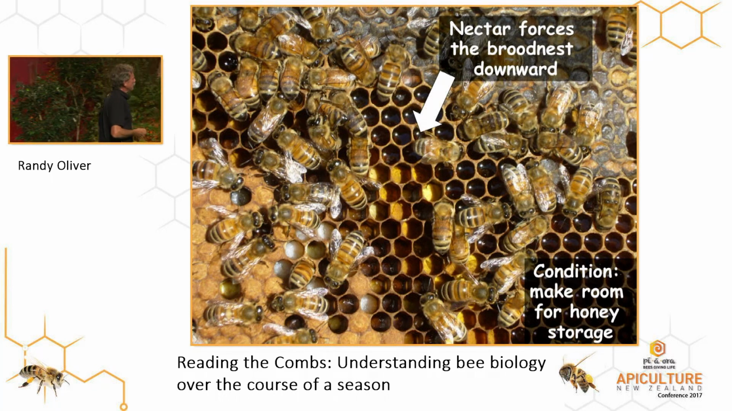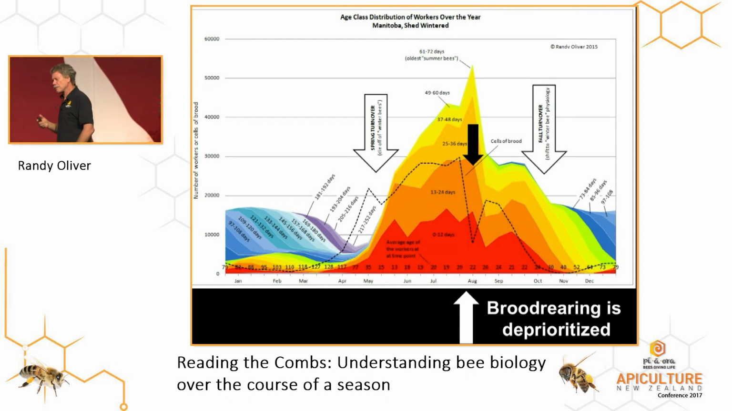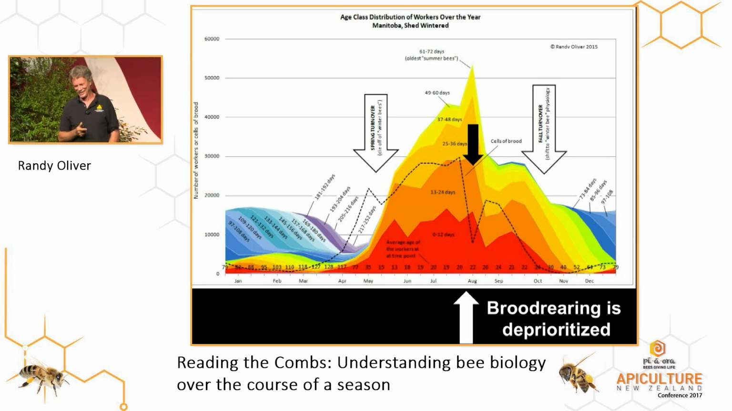So the main flow starts coming in. They start backfilling nectar, pushing the brood nest down. Now at this point, if you are a bee colony, what's the most important thing for you to do? I'll give you a big hint. They're called honeybees. How's that for a hint?